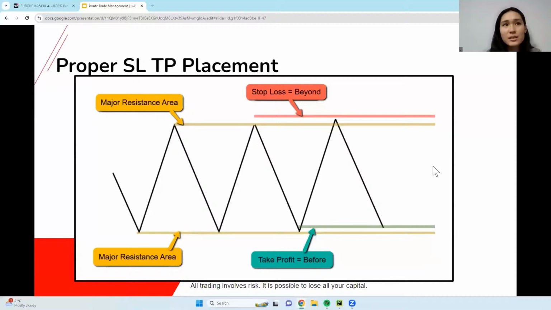This is typically the proper stop loss and take profit placement that we recommend to ensure you maximize your wins and minimize your losses. So your stop loss should always be placed beyond any confluence area, while take profit should be placed before. But we'll go through a couple more examples over here.